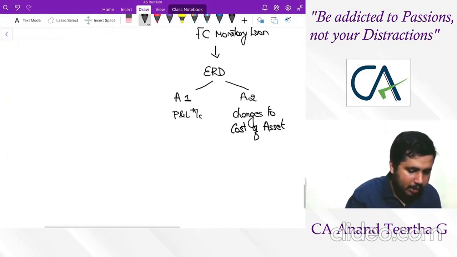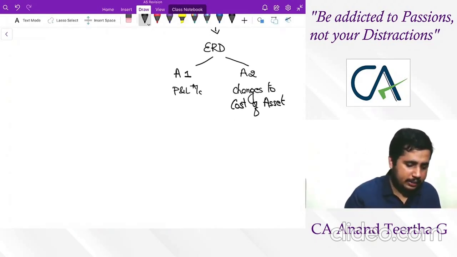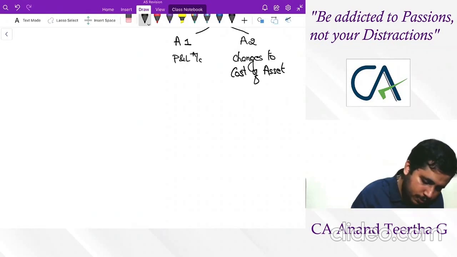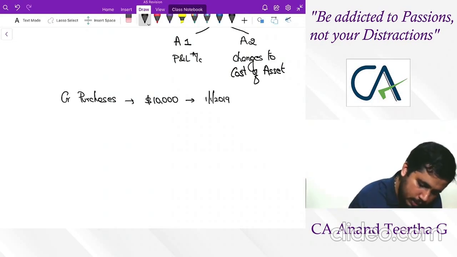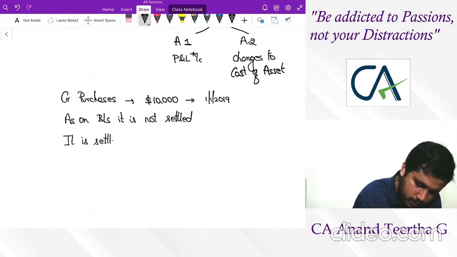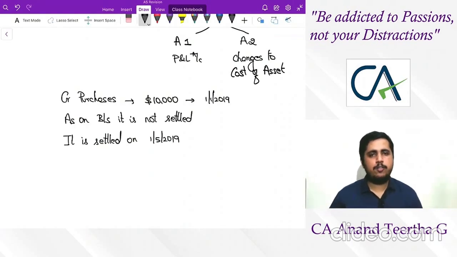So now I will take up one example to explain this exchange rate difference mechanism, and let's try to understand in detail whatever we have learned. Say there is a credit sale, or else I'll go with credit purchases of $10,000, happening on say 1st of January 2019. After that, as on the balance sheet date, it is not settled, then it is settled on say 1/5/2019. So 1/1/2019 is the date of transaction. It is not settled by the balance sheet date, so it will stay on the balance sheet. It is settled in the next year, 1/5/2019.